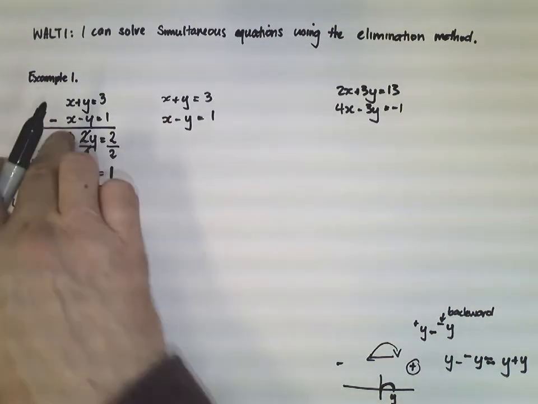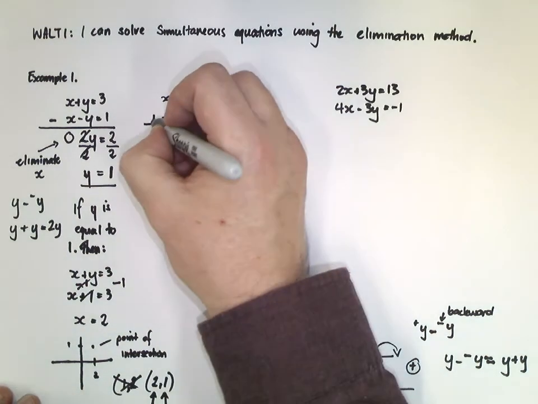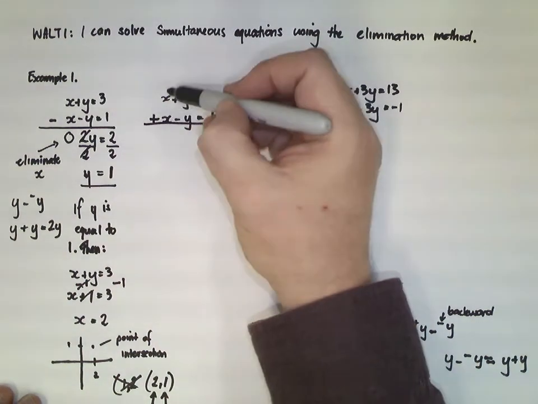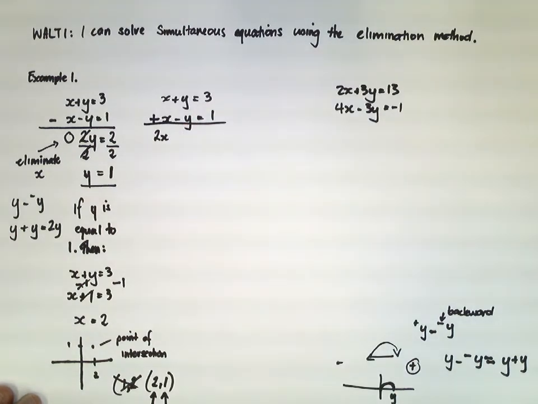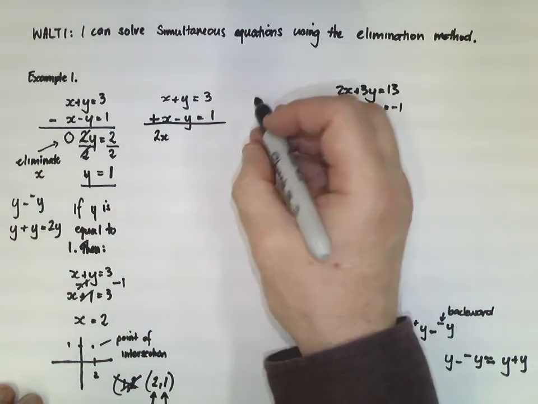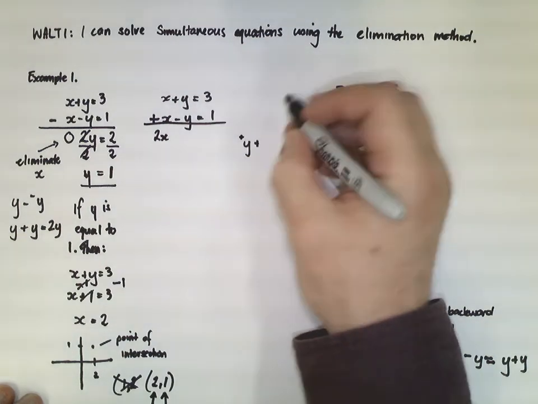Alright, so we got rid of x in this case by taking. But what happens if I add them together? Okay, well, x plus x gives me 2x. And once again, I come down to one of these questions where I've got y, so positive y in this case, plus negative y.